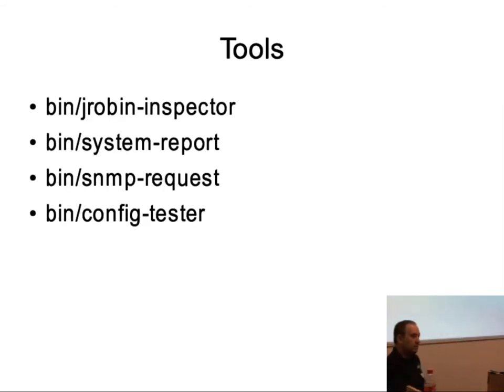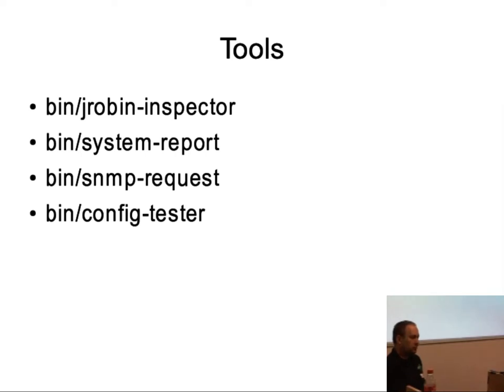Some of the tools that exist on the system out there: the JRobin inspector is a command that lets you go in and look at your individual JRobin data files. It doesn't do pretty graphs like everything inside OpenNMS does. However, you can go in and look at the individual metric values that were recorded from the system during the collection period. I found that useful for wondering what kind of value is being recorded, or wanting to drill down and see some things.